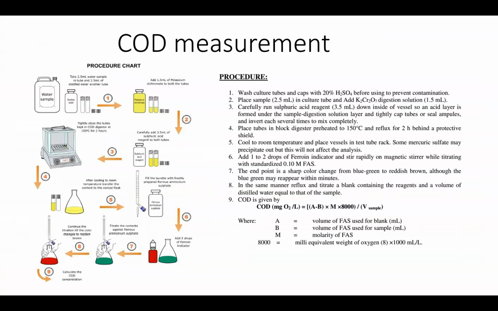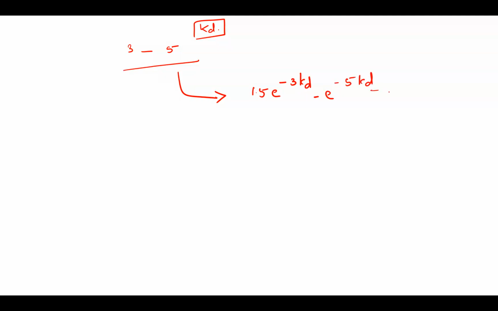First of all, in that 3-day and 5-day BOD problem, they have given the third day and fifth day BOD, and we have to calculate the rate constant KD. What we got in that equation is around, I'm just putting the coefficient, I think it's around 1.5 e raised to minus 3 KD minus e raised to minus 5 KD minus 0.5. Now, don't mind these things. Only think that these two things equal to 0.